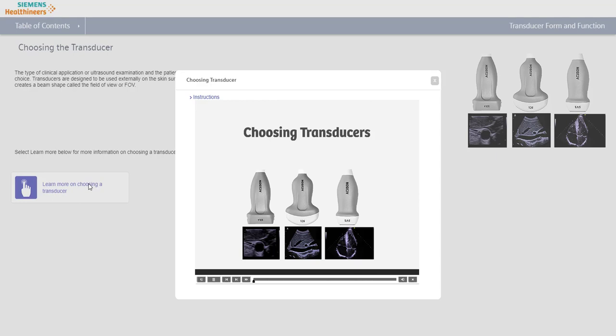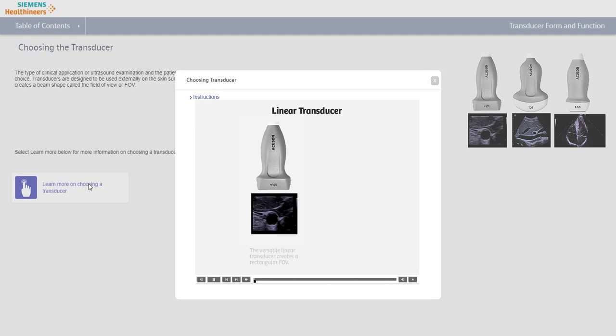Common transducer types and the common exam application will be covered in this slide series. The versatile linear transducer creates a rectangular FOV. Using software on the ultrasound system, a trapezoidal shape is possible from a linear FOV. The trapezoid shape extends the FOV angle outward.